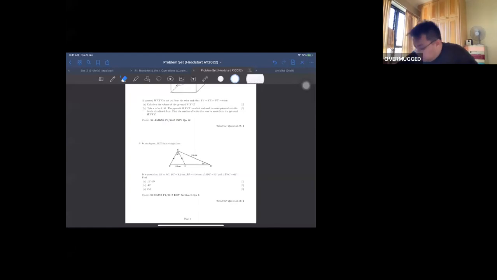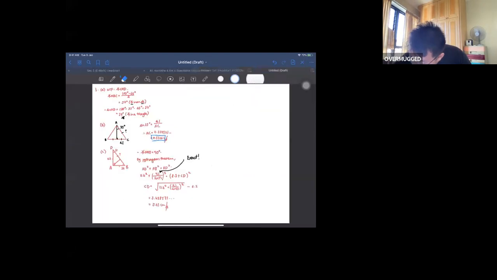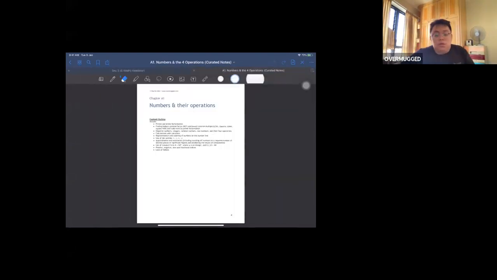Okay, so right now, after this problem set, let's go into the notes. This is the notes section and how I'll actually be teaching my classes for the topics. So this is the first chapter, which is the numbers and the four operations portion of the syllabus. So this is chapter 1 of the algebra topics.